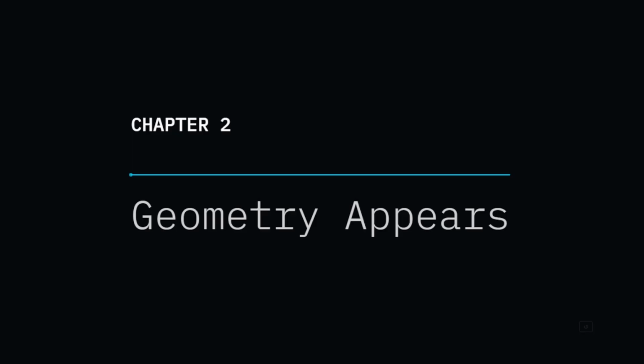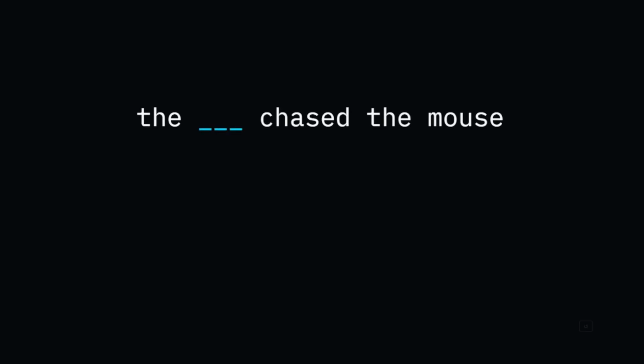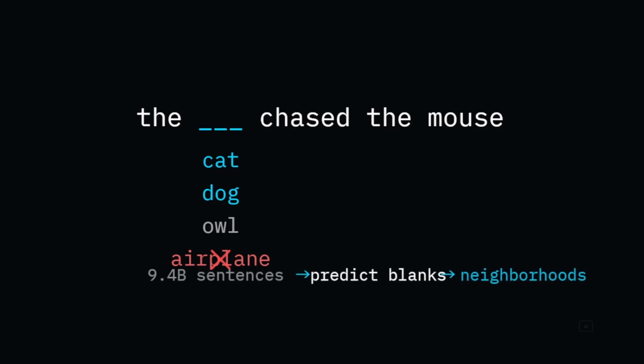In 2013, a team at Google published a system called Word2Vec. The core idea was almost embarrassingly simple. Take any sentence, cover one word, ask, what fits here? Here's an example. The blank chased the mouse. Cat fits, dog fits, owl maybe. Airplane? No. Train on enough examples, billions of sentences from the internet, and the model starts to learn something subtle. Not definitions, not grammar, but neighborhoods. Which words tend to live near which other words?